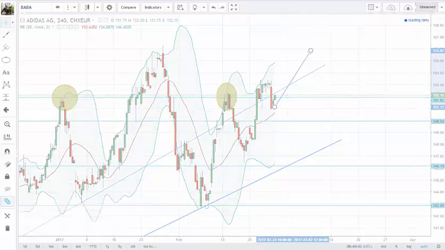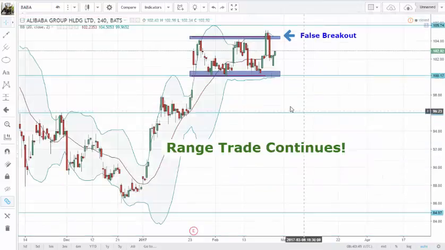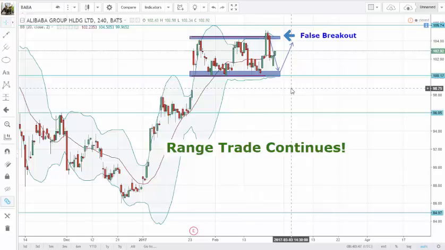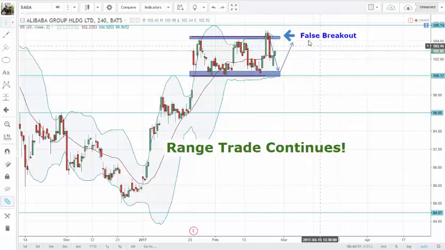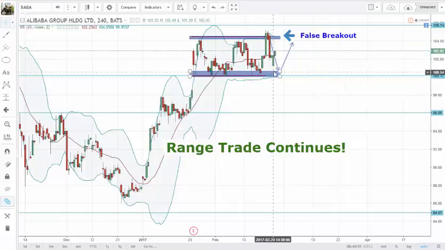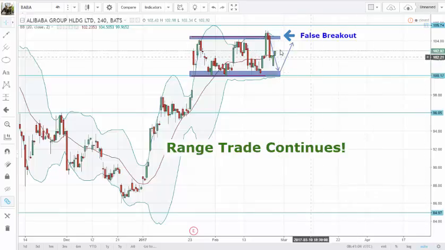Alibaba, still a range trade. I covered range trading in my trading plan video series last week. Beautiful range trade. I thought we saw a breakout, but it was in fact a false breakout, so price fell back into the zone. Matter of fact, I entered a long position around below here, and I am already riding it back to the upside. So these are some short-term trades, couple of days.